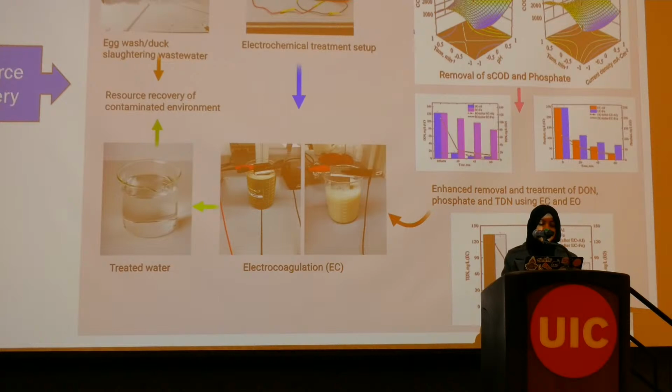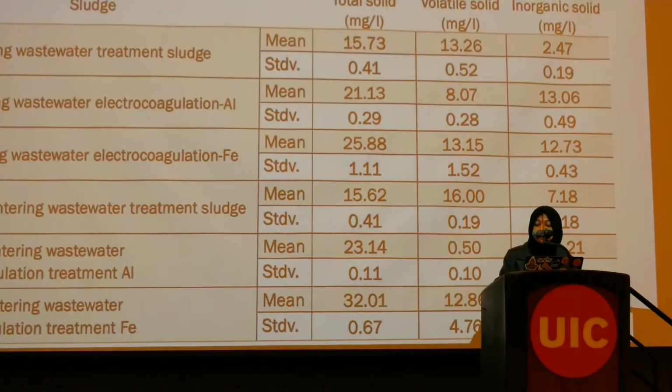So the electrochemical setup. Here we optimize the pH and current density, and after this method we found the resource, like the treated clean water. The electrochemical process helped us to optimize this balance.